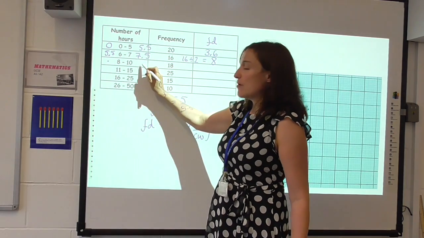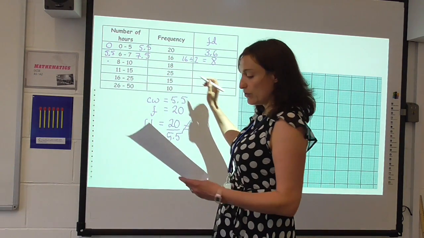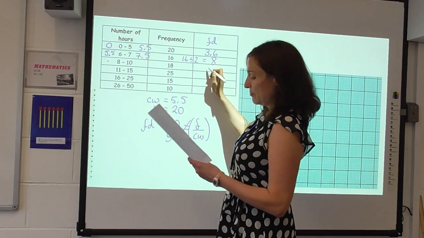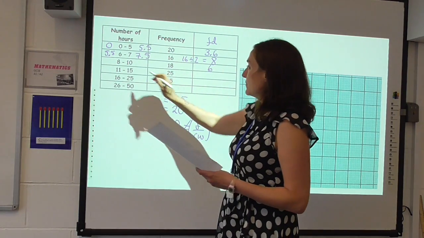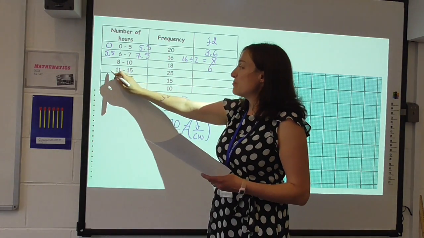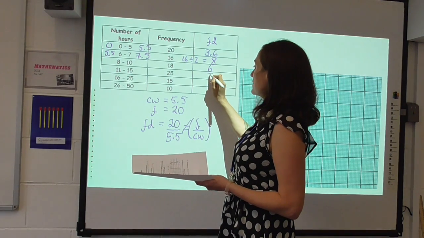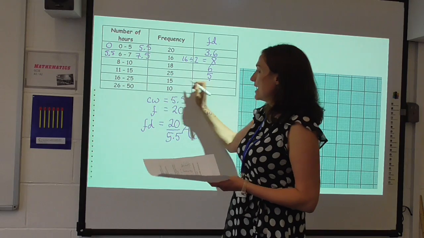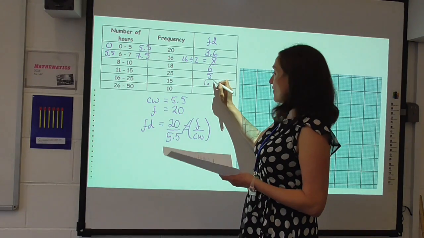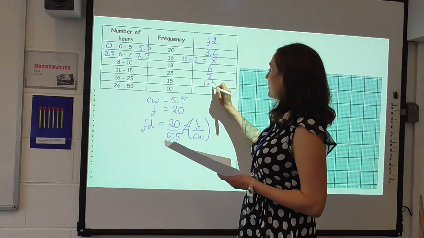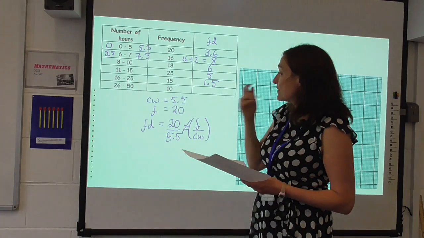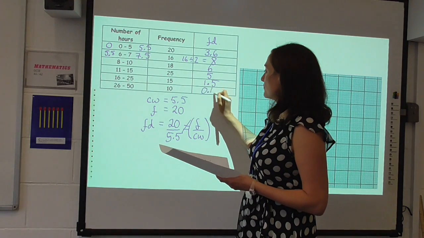So from 7.5 up to 10.5 we have 3, and 18 divided by 3 is 6. 10.5 to 15.5 is 5. 25 divided by 5 gives us 5. Similarly here we get 1.5, yes we do, 1.5. And the last one, 0.4.